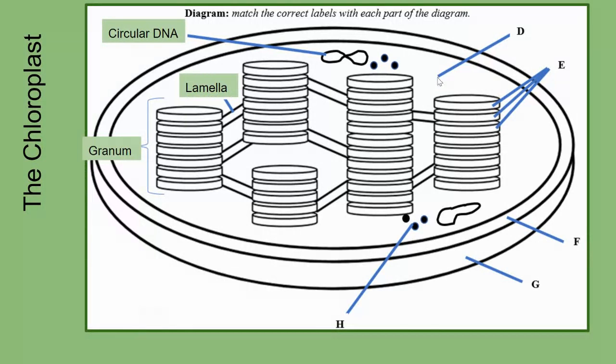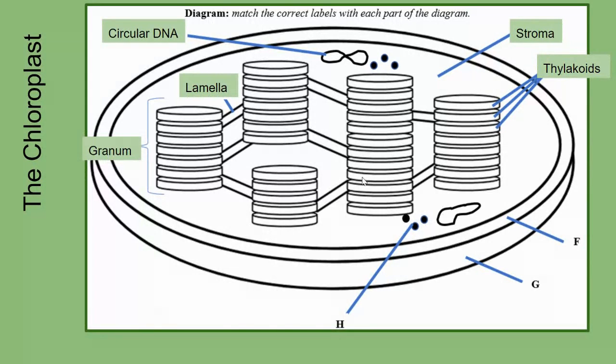D is pointing to an empty space, but it's a jelly-like substance. It's kind of like cytoplasm. In our cells, we have cytoplasm that holds all the materials in place, but it's not called cytoplasm when it's inside a chloroplast. Instead, it is called stroma. So stroma is the gel-like material in a chloroplast. Label E, I've already talked about this a little bit, but it is each individual stack within the granum, and each individual stack is called a thylakoid. So a thylakoid is one stack, multiple thylakoids are many stacks. When you put the whole stack together, you get a granum.